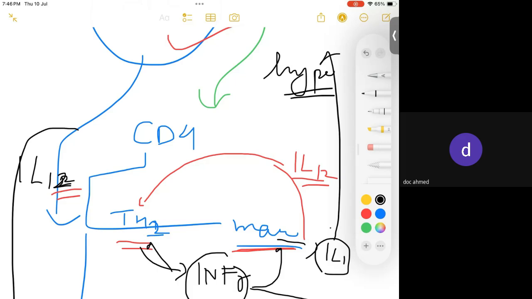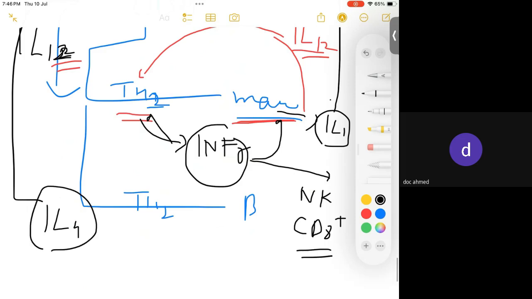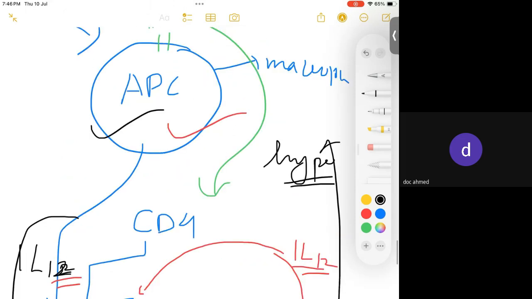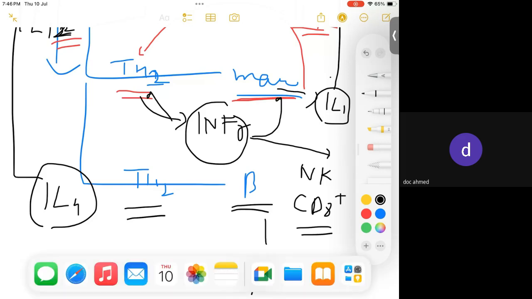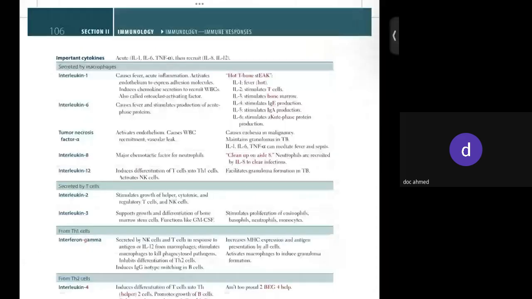We discussed IL-4. From where was the IL-4 coming? From the same macrophage, right? Activating your TH2 cells, activating your B cells. Okay. So let's read the first. The IL-1 basically, okay, what else?